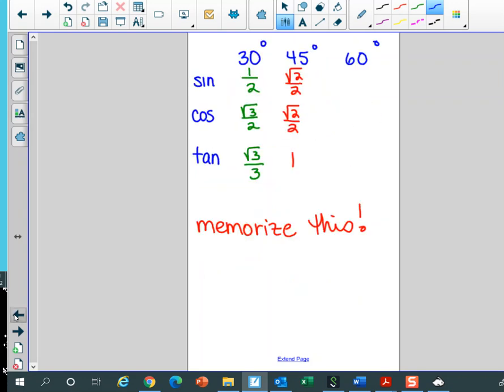Okay. So the third piece of this chart looks like this. Square root of 3 over 2, 1 over 2, square root of 3.